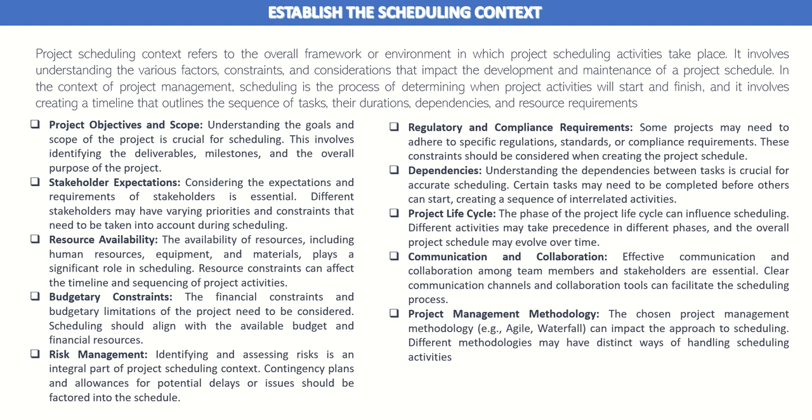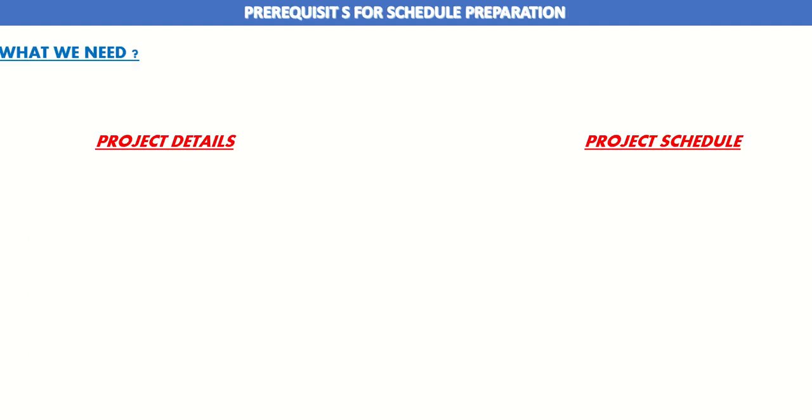Last but not least, scheduling context is something you should have a clear mind about: what needs to be done, or what you should have before you go and create your schedule. So it's understanding the environment sitting above your scheduling activities. That's basically establishing scheduling context. All right, so next one.